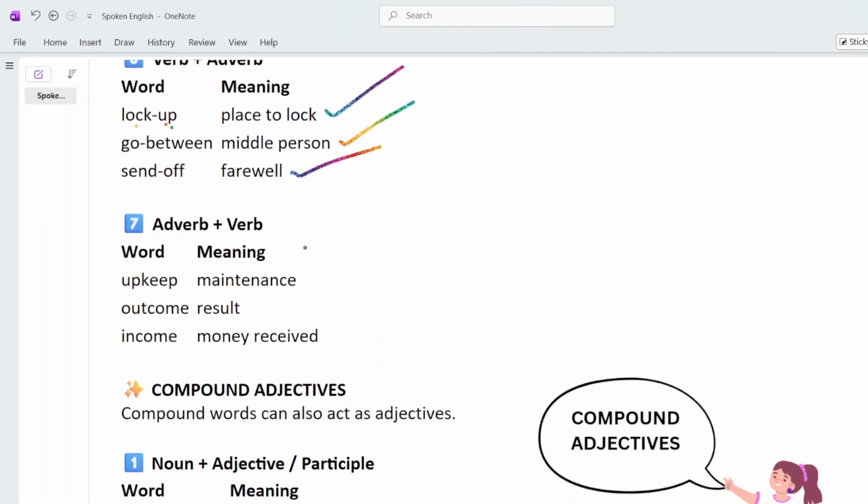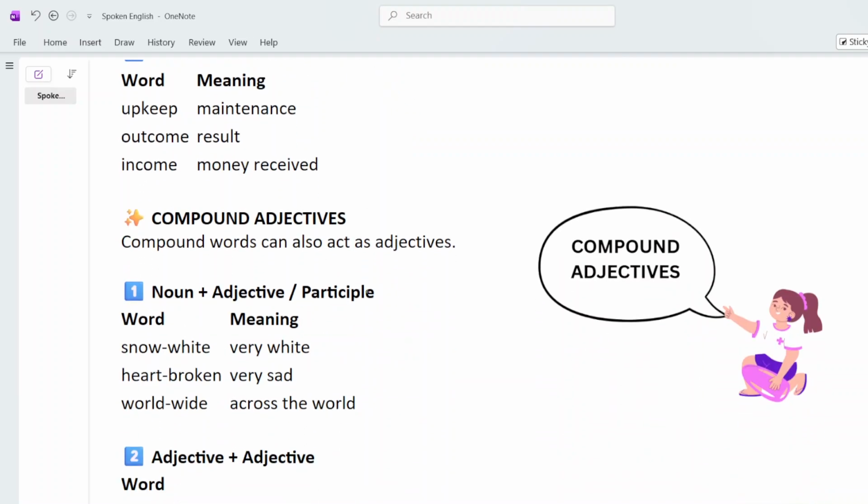Verb plus an adverb. Now it is an adverb plus verb, just the meaning is reversed. Upkeep. Actually, this is a preposition plus verb, okay? This is a preposition. I'm just going to write PRE so that you understand that this is a preposition. Okay. All right. So upkeep, outcome, income. These are the ways that you look at making compound words.